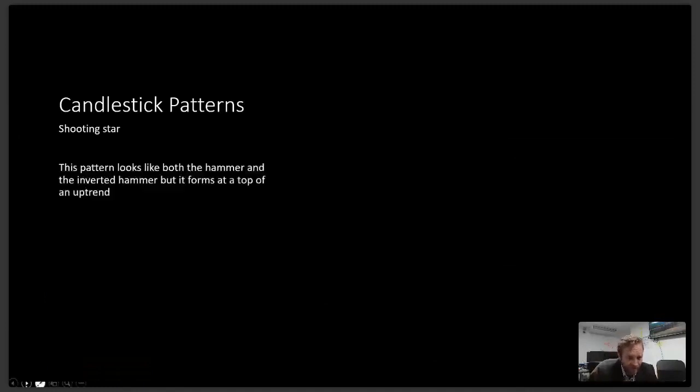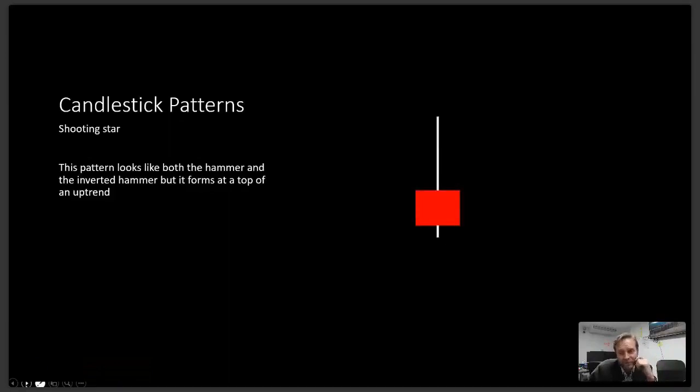Shooting star. Now, we've talked an awful lot about bullish reversal patterns. Let's look for potential bearish reversal patterns, which can happen at the top of an uptrend. Or again, traders look for this when the uptrend is changing. Now, this pattern looks like both a hammer and an inverted hammer, but it forms, like I say, at the top of an uptrend. It looks like this.